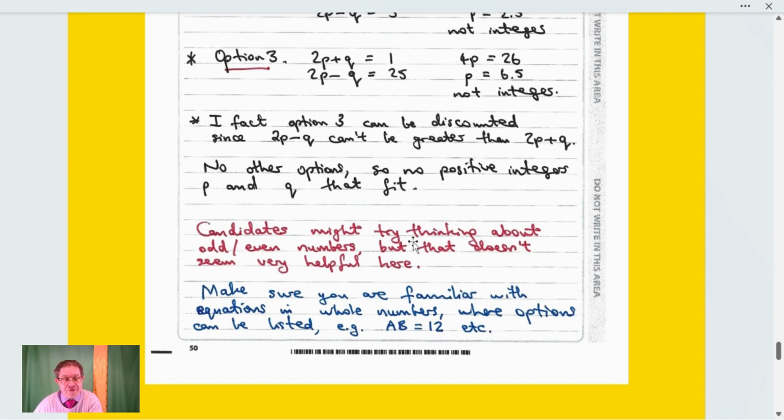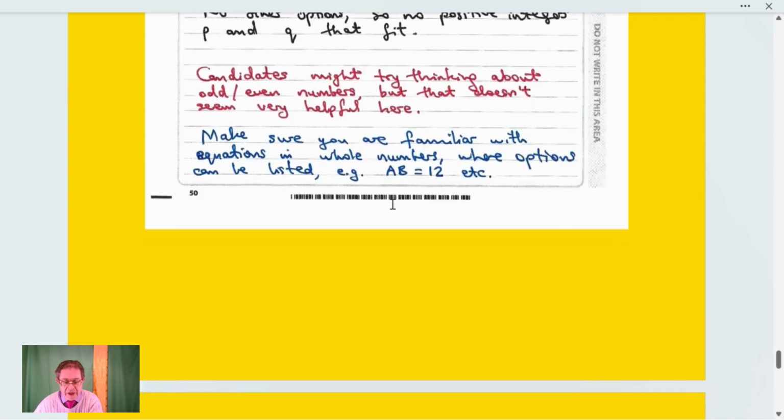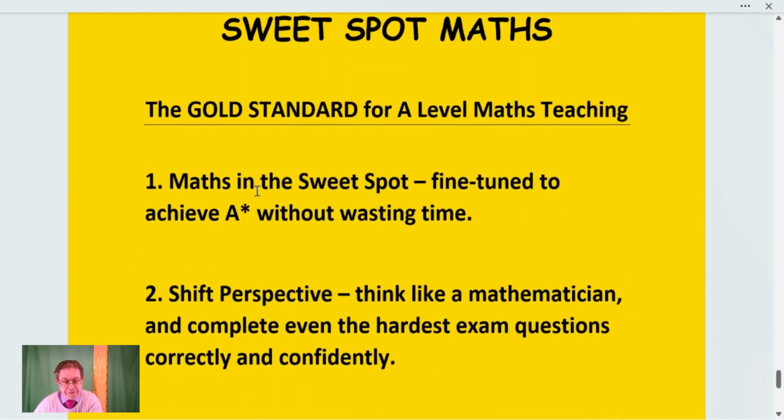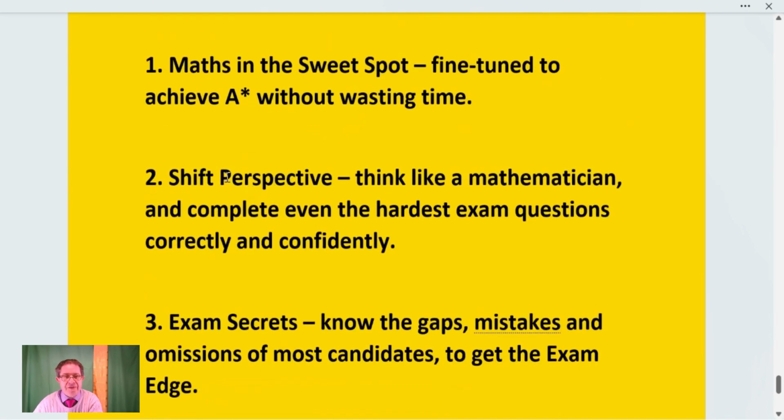That's the end of this paper. Quite a tricky paper. Tricky papers are good for revision because all sorts of difficult points come out from which you can learn. And I hope you've learnt a lot from this paper. I hope you've learnt to work in the sweet spot, which is fine-tuned for you to get an A star without wasting time. That you've learned to shift perspective, thinking like a mathematician, so that even the hardest exam questions you will be able with practice to do correctly and confidently.